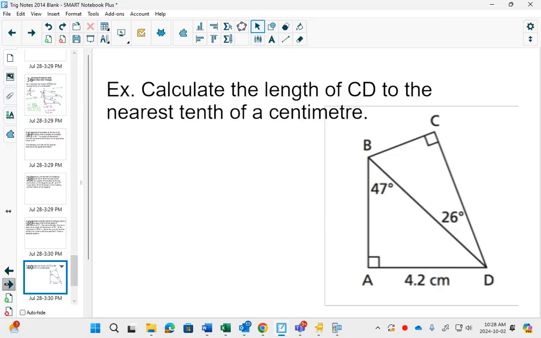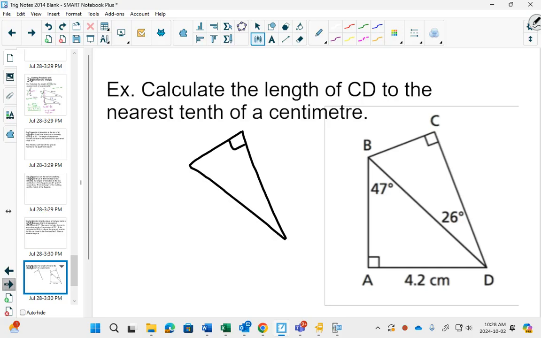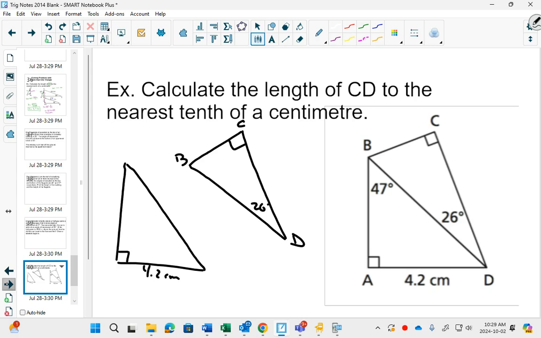Step one, can you see two right angle triangles? Yes. Not bad to draw them separately. There's one, and I know 26 degrees. This is B, C, and D. And then there was the other one, 9 degrees there, 4.2 centimeters. This is A, D, and B, and 47 degrees.